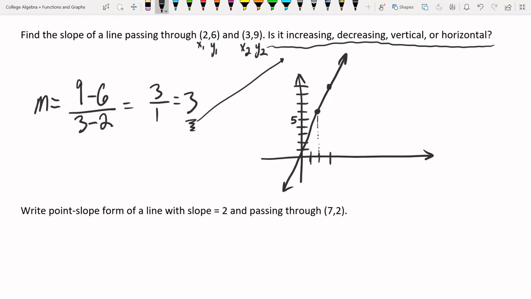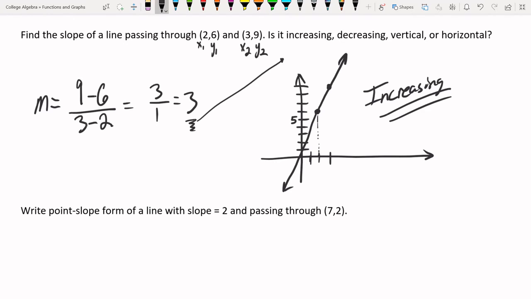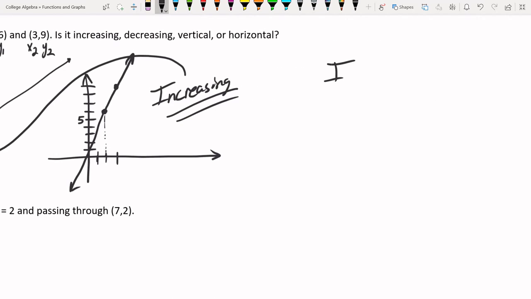And you can definitely see this is an increasing function, because it goes upward as you go left to right. That corresponds to a positive slope. This is a positive 3. Positive slope gives you an increasing function. That means if we had a negative slope, what would you think? It would be decreasing. So, on the side here, an increasing function has a positive slope. A decreasing function has a negative slope.